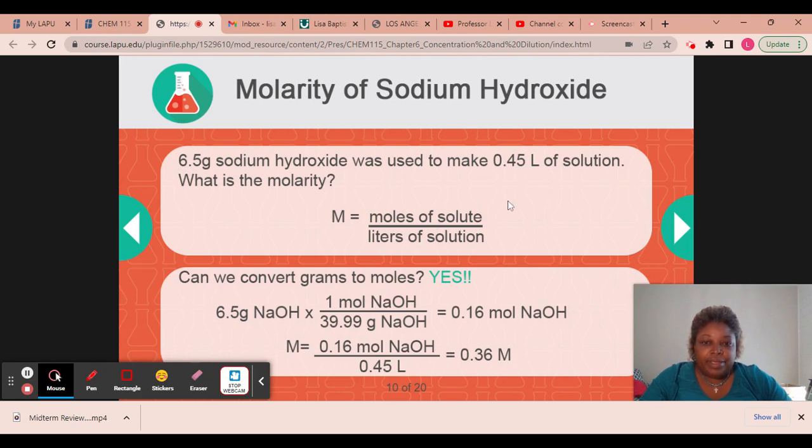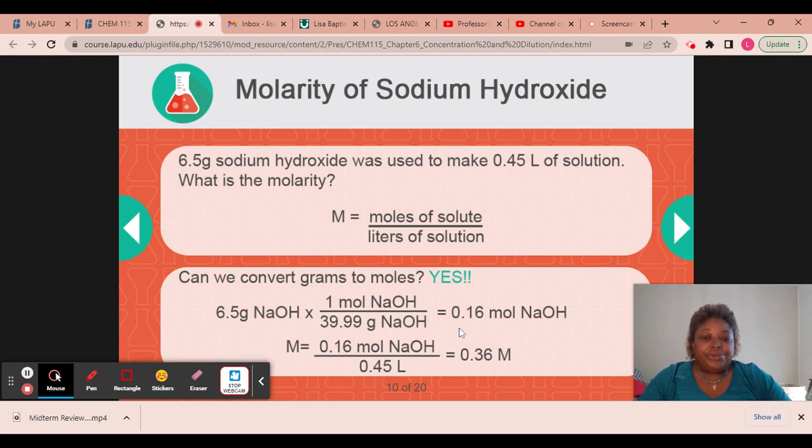And just to refresh your memory, molarity is equal to moles of solute over liters of solution. I wanted to go through this particular example because this time, instead of given the moles and the liters, you're given the grams and the liters. And so it says 6.5 grams of sodium hydroxide was used to make 0.45 liters of solution. We want to know what is the molarity. And so the molarity is equal to moles of solute over liters of solution.